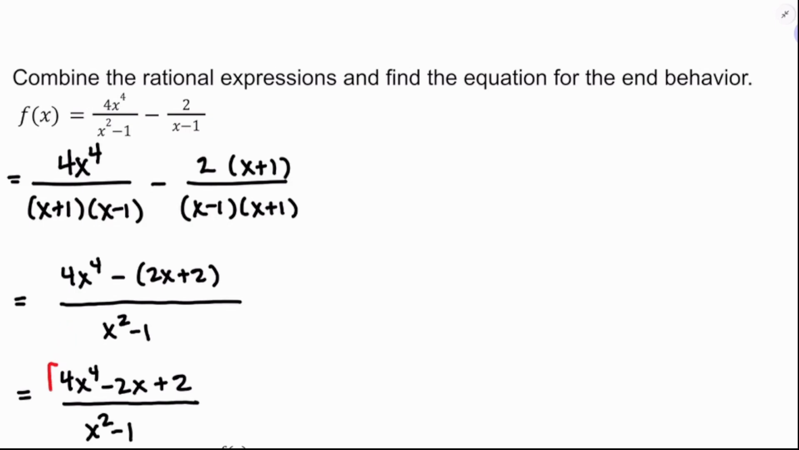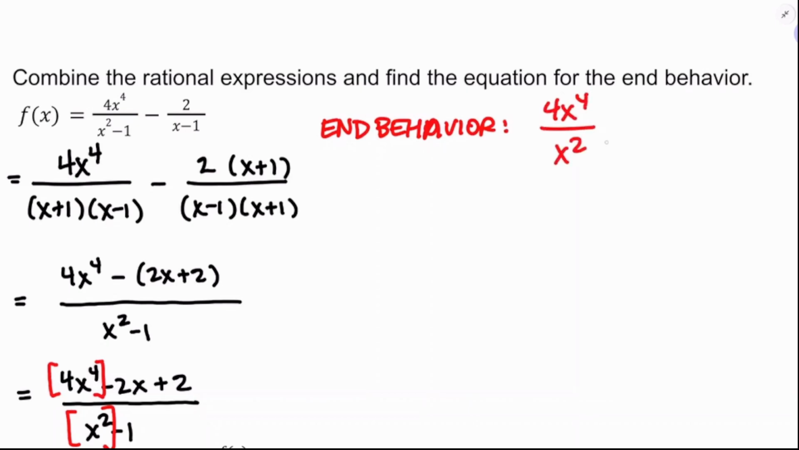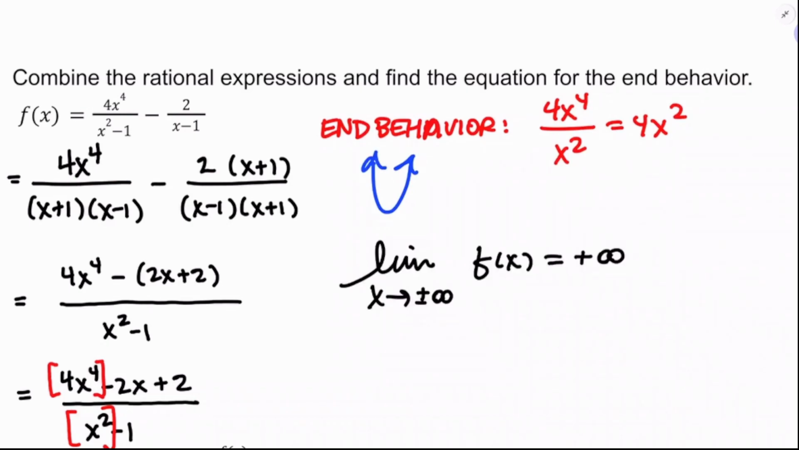Right, so I grab the highest power terms, 4x to the 4 and 1x to the 2. And let's say the end behavior is going to be determined by that. So that's 4x to the 4 over x to the 2. That's going to be 4x squared. We know what the graph of y equals 4x squared looks like. It's a parabola that opens up. On both sides, I'm seeing f approaching positive infinity, so I'll just say the limit of f of x as x approaches positive or negative infinity is positive infinity.